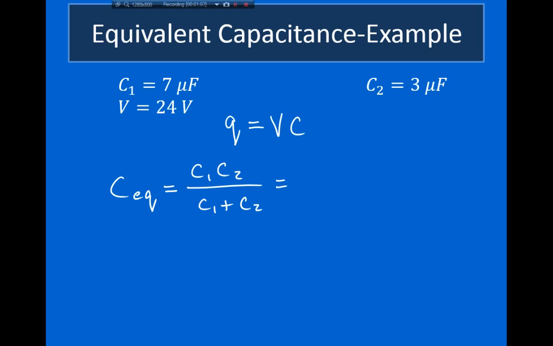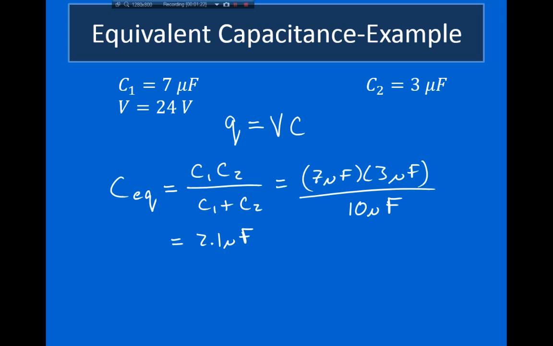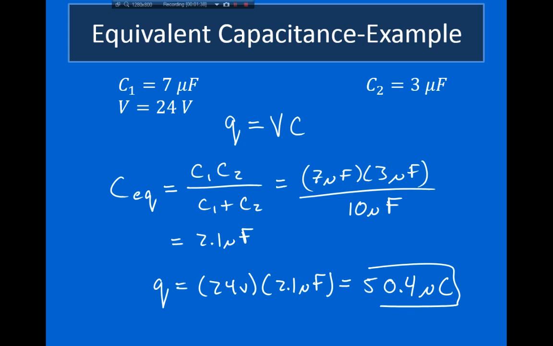So if I plug this in here, we have 7 microfarads times 3 microfarads divided by the sum, which is going to be 10 microfarads. And if I plug that into a calculator, I can see that that's going to be equal to 2.1 microfarads. So the total charge that builds up on this is going to be equal to 24 volts times 2.1 microfarads. And if I plug that into a calculator, I can see that that's equal to 50.4 microcoulombs. So that's the charge that'll build up on these capacitor plates when the capacitors are in series.